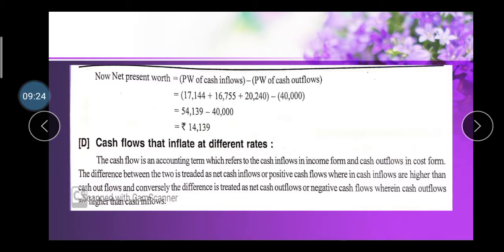Then the last topic is the cash flow that inflates at different rates. The cash inflow is the accounting term which refers to the inflow of income, and the cash outflow refers to the cost. The difference between these two is treated as the net cash inflow or positive cash inflow, where the cash inflow is higher than the outflow. Okay, then conversely we can say that the difference is treated as a net cash outflow or negative cash flow, કે જ્યારે cash inflow higher છે outflow કરતા તો એ negative જે છે આપણને value મળે છે.